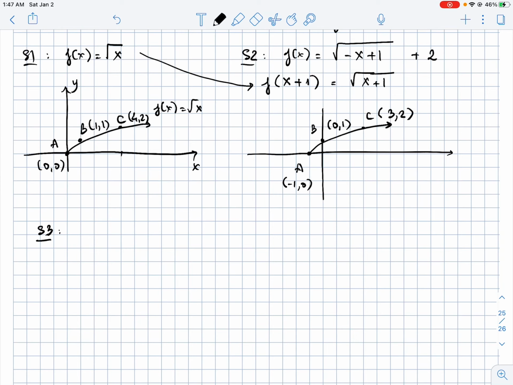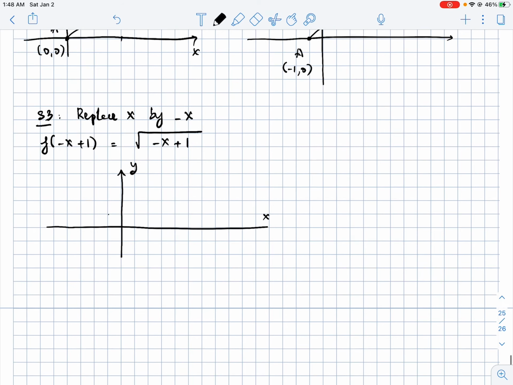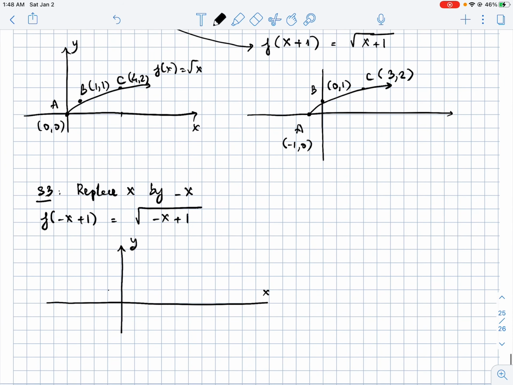Step number 3, we will do the reflection because we see the minus. So if we replace x by negative x, then we will get f of negative x plus 1 equals square root of negative x plus 1. Then the graph of the function will reflect about the y-axis.